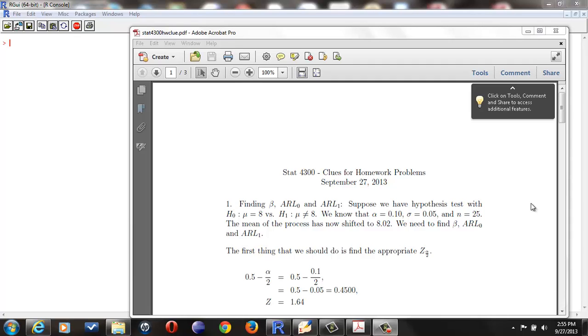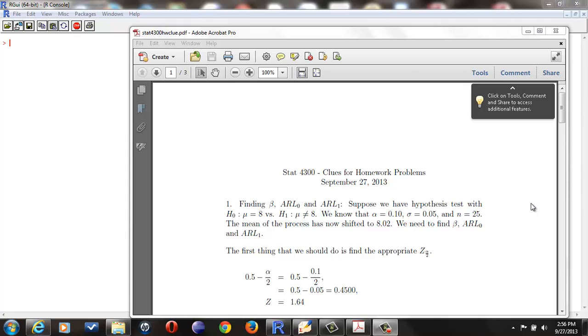Alright, so in the first one, we need to find beta, ARL 0, and ARL 1. So we need to have a hypothesis test. In this one, we're going to have H0: mu equal to 8 versus H1: mu not equal to 8. So we know that alpha is equal to 0.10, sigma is equal to 0.05, and n equal 25. We know now that the mean of the process has shifted from 8 to 8.02. So we need to find all those things.